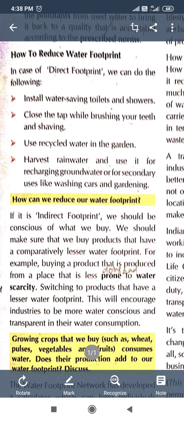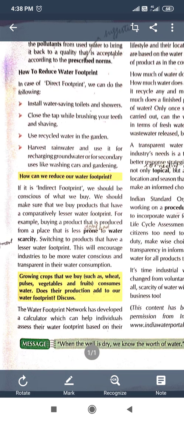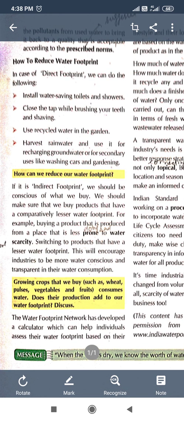Install water saving toilets and showers means we should use water saving toilets and showers. Close the tap while brushing your teeth and shaving. This is a very common point which we are already doing. Use recycled water in the garden. The recycled water we should use in the garden to water the plants.